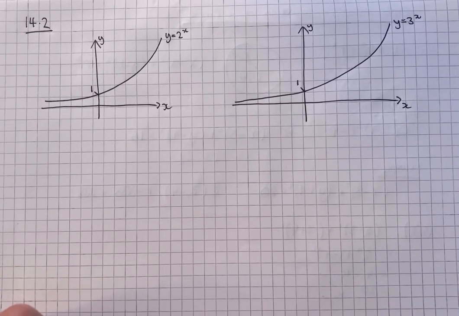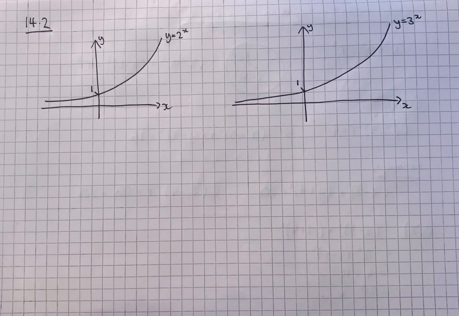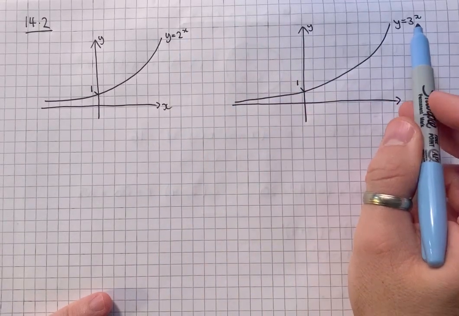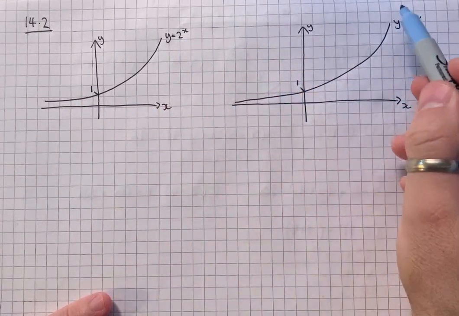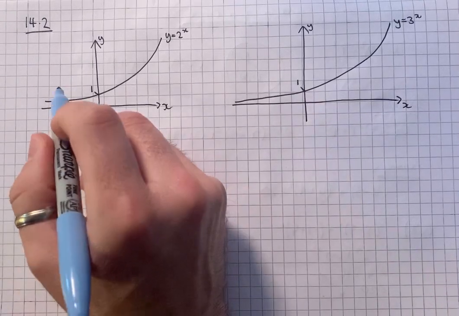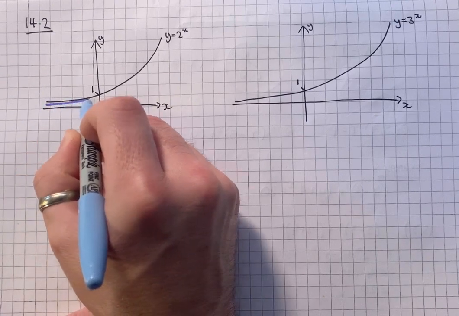On to the second part of this chapter, and we're first going to look at the gradient function. So we've got here two exponential functions, 2 to the power of x and 3 to the power of x. Very similar, except this one is a bit steeper here. So the gradient of the tangent at every point, if we were to plot that, would look something like this for 2 to the x.